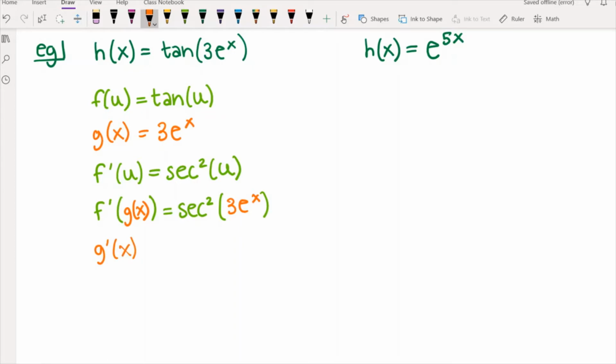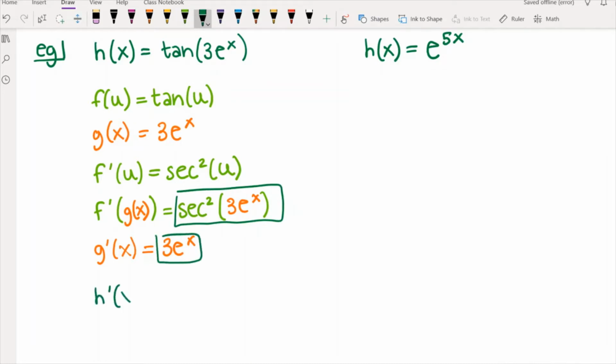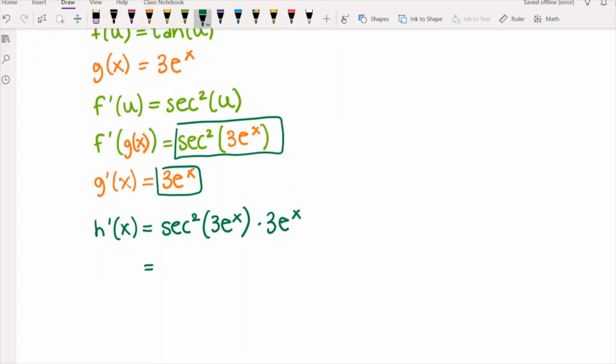Well, the derivative of e to the x is just e to the x, and then we're multiplying it by 3, so that 3 gets carried along. So we get 3e to the x. And so our final answer here is we're going to multiply together this and this. So we get h prime of x is equal to secant squared of 3e to the x times 3e to the x. Which, just to be consistent with what I did on that other one, I would personally probably rewrite this as 3e to the x times secant squared of 3e to the x.